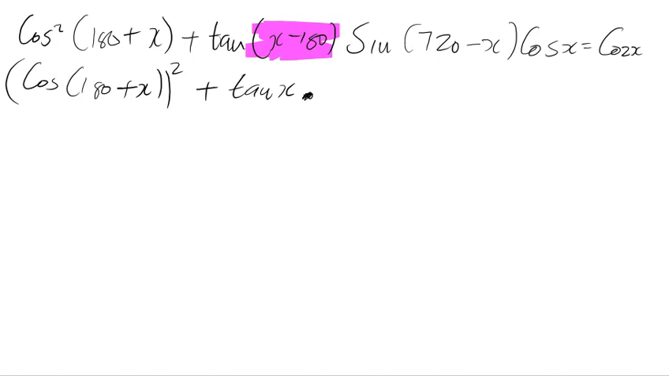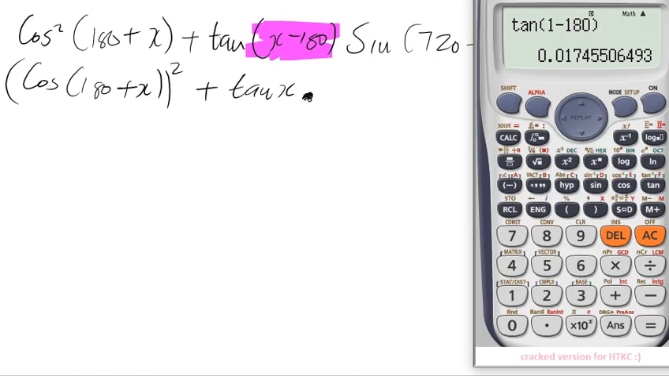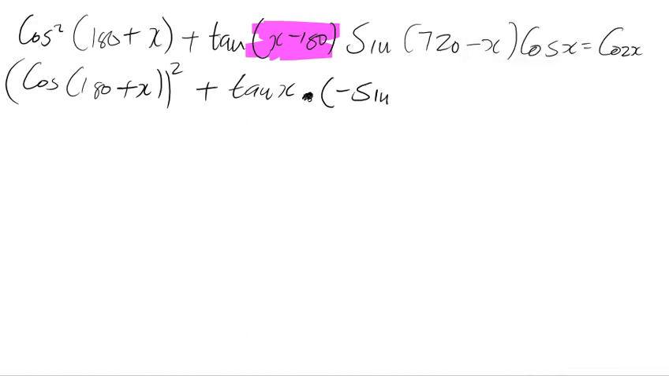720 minus x. You see, I'm gonna do the same thing. I just go to the calculator, say sine 720. So x, let x equal to 1 always, minus 1. So you see, it's a negative. So you just write negative. It tells you that it's negative sine x. So you just say open another bracket, minus sine x.